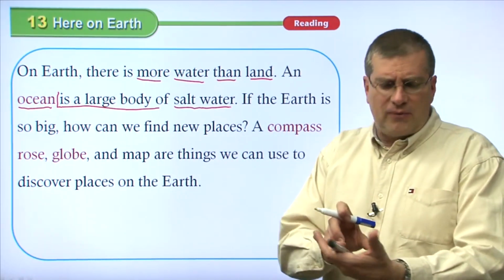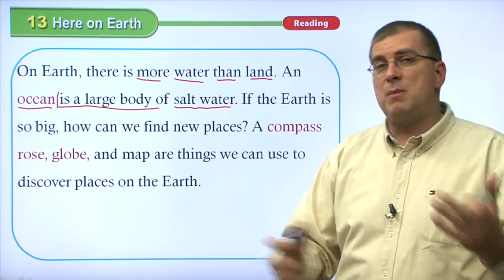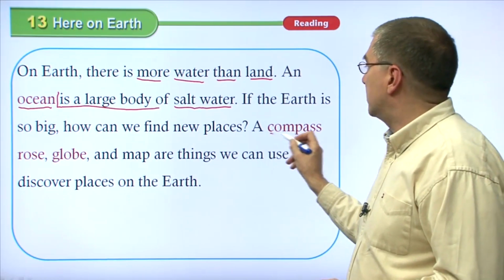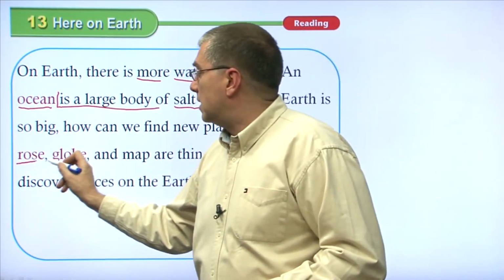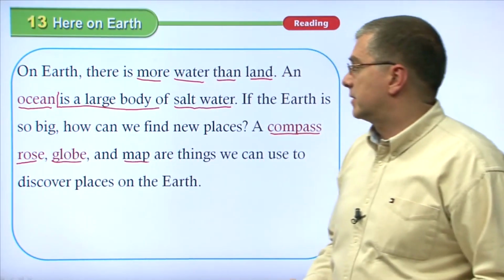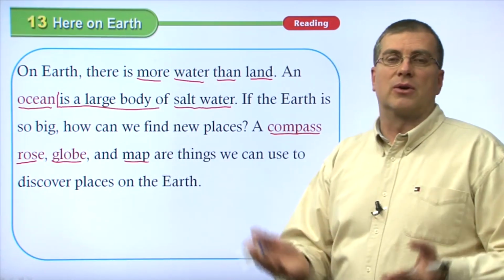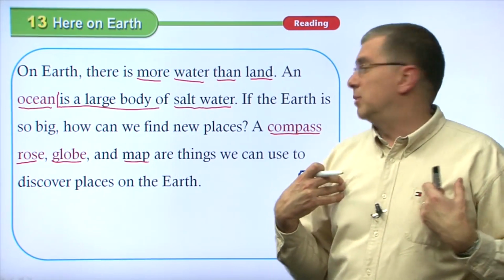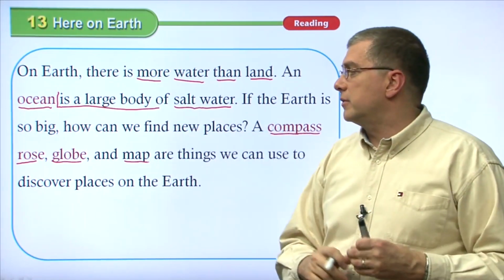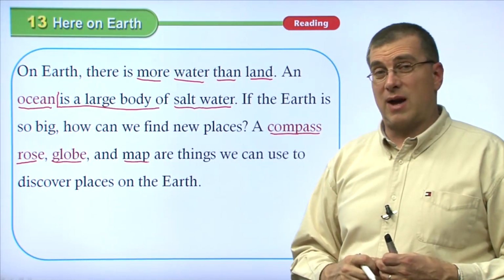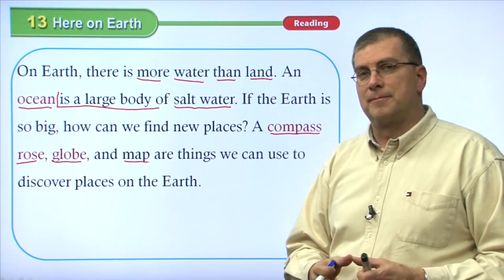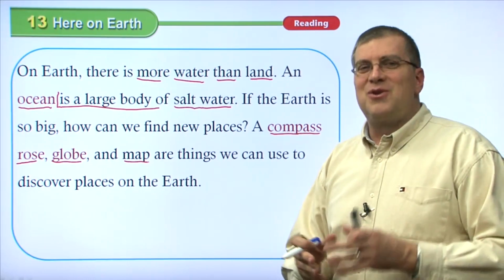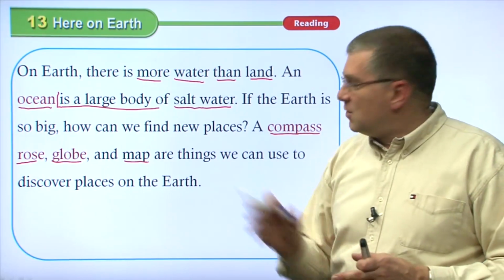So how did people find their directions? How did people find out where to go? Well, they used a compass rose, they used a globe, and they used maps. After they found out the earth was round, they made globes. So if it's so big, how can we find new places? We can use a compass rose, globes, maps, and we can look at the earth. Of course, we can just get on an airplane and buy a ticket to somewhere, but if you want to know yourself, use these things.